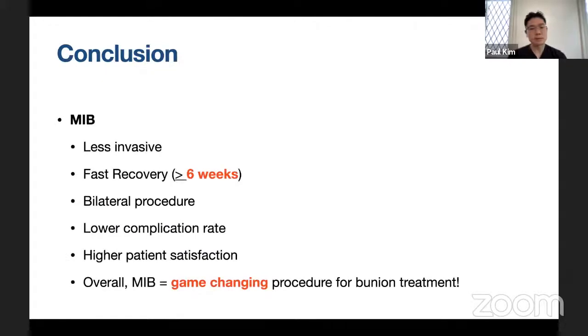So in conclusion, I think minimally invasive surgery works well. It's less invasive. It's a faster recovery than typical open procedures. You can actually do these procedures bilaterally. There's a lower complication rate and a higher patient satisfaction. Overall, it is a game-changing procedure for bunion treatment.